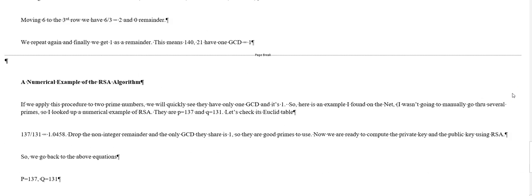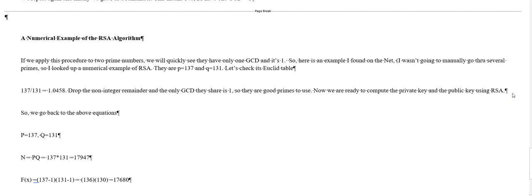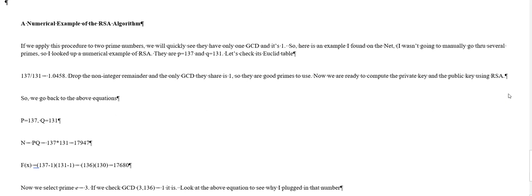Okay, so now we finally come to the payoff here, and I'm going to give a numerical example of the RSA algorithm. But we'll do that in the next video.